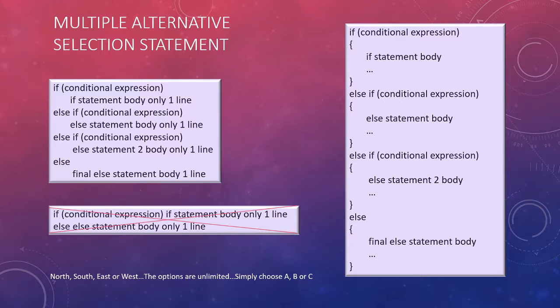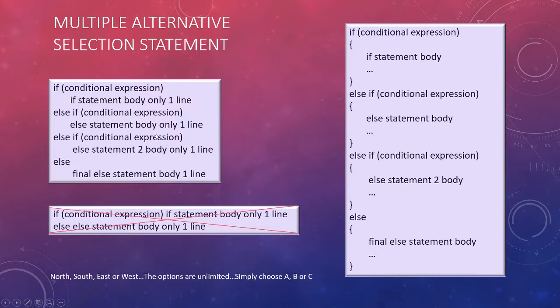I can follow that again with another else if clause with a conditional expression. Anytime I have the keyword if, I have to have that conditional expression. I can have as many else if clauses as I like. At the end, if I like, I can have a final else clause, and this final else clause is the code that would execute if none of the previous conditions were found to be true.